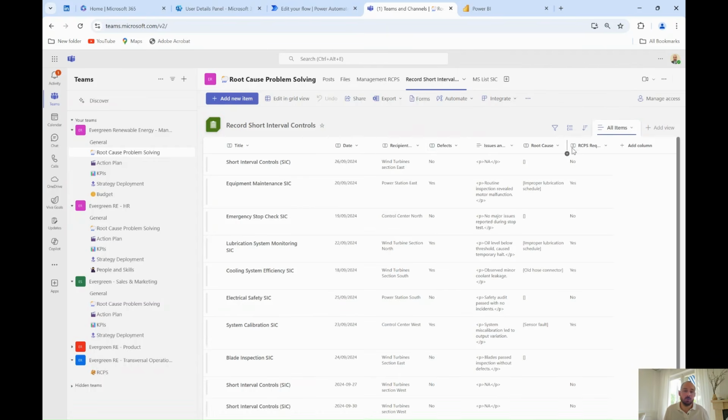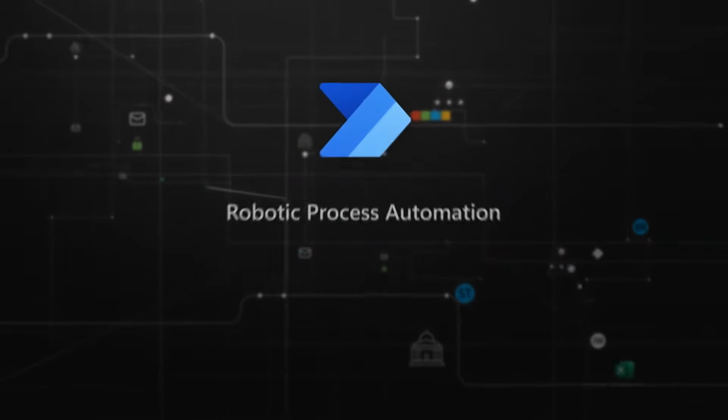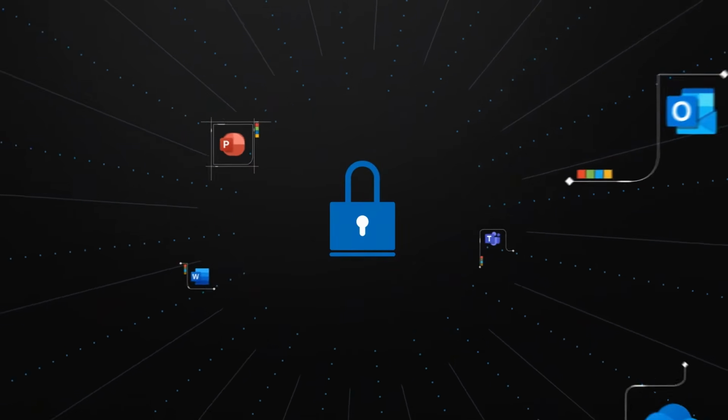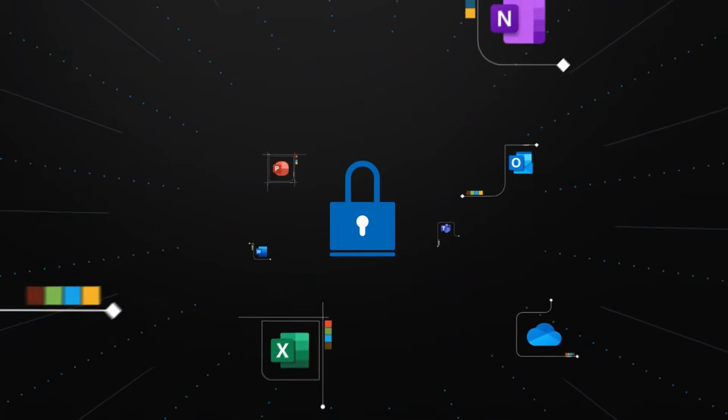Now that we have the structure in place, we need to automate the flow of information so that everything runs seamlessly in the background. For this, we'll use Power Automate. This allows us to automatically transfer the data from Microsoft Updates into our Microsoft list without any manual intervention. We'll create a simple flow that takes the information Lynne submits in Microsoft Updates and adds a new entry into the issue log in our short interval control list. Here's how to set it up.